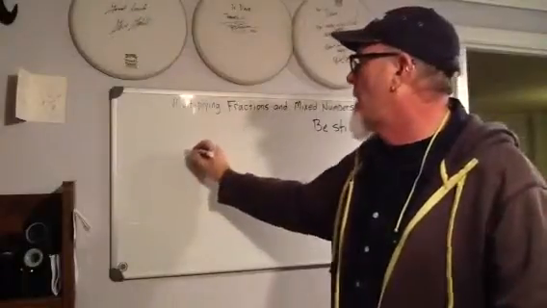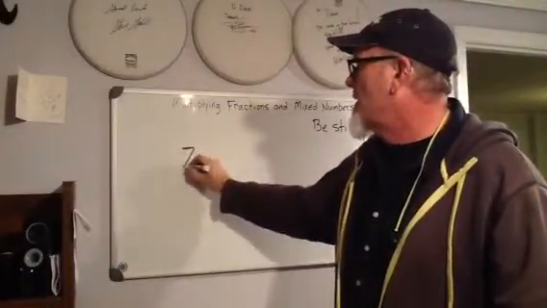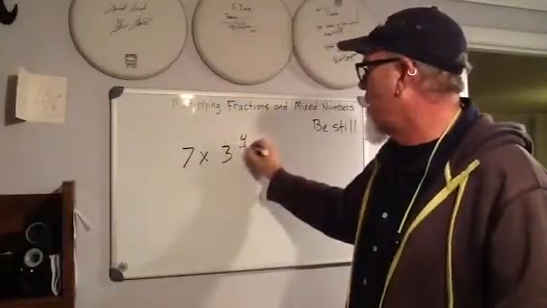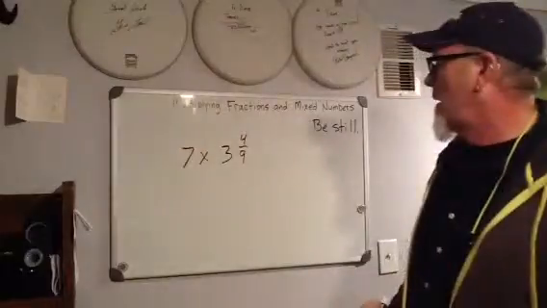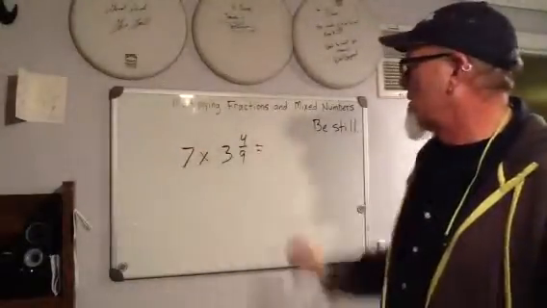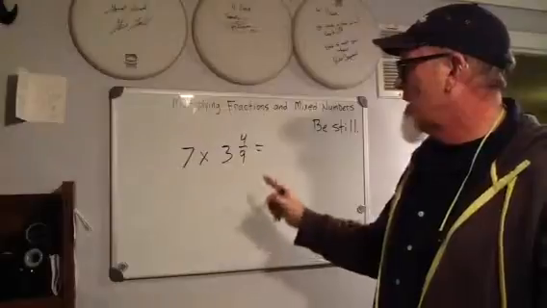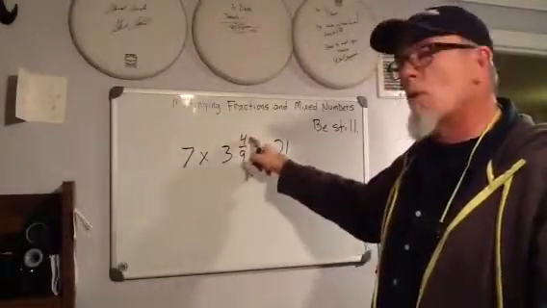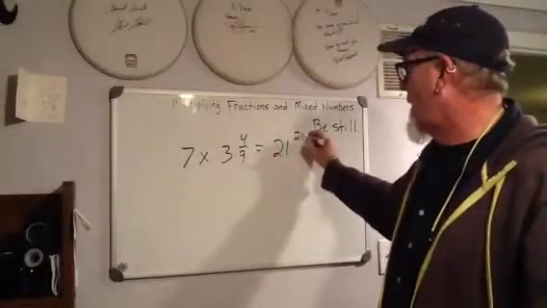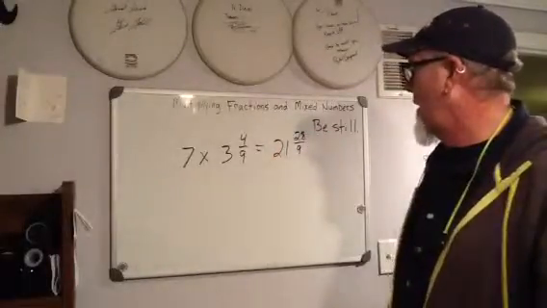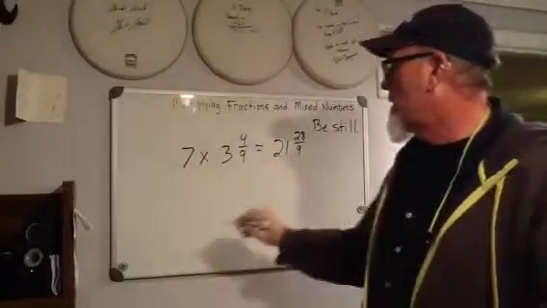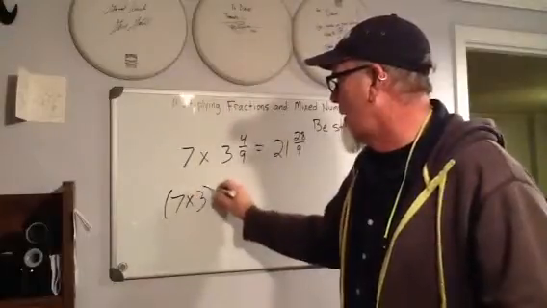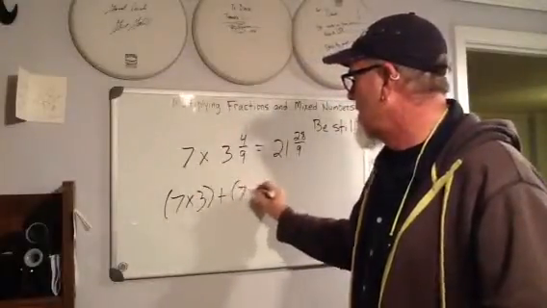All right, so let's do one more, and then I'll give you a couple that you can do on your own, okay? Let's try a little bigger one. 7 times 3 4/9. I love that. Equals, well, 7 times 3 is 21, and 7 times 4 is 28, and that would be 28/9.